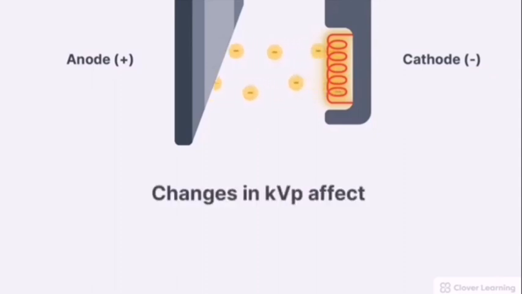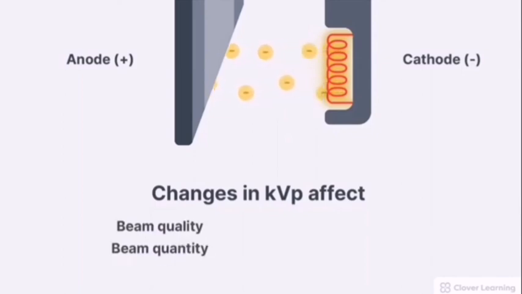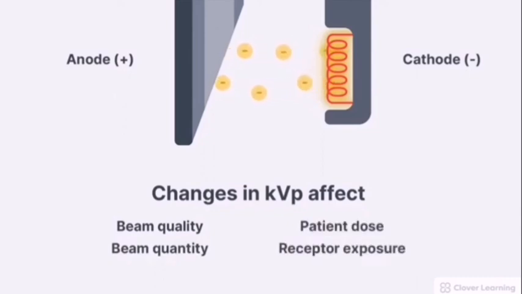Changes in kVp have important effects on just about everything. Changes in kVp affect the beam quality, that's the energy, and the beam quantity, that's the intensity or number of photons. It also affects the patient dose, and it affects the receptor exposure.